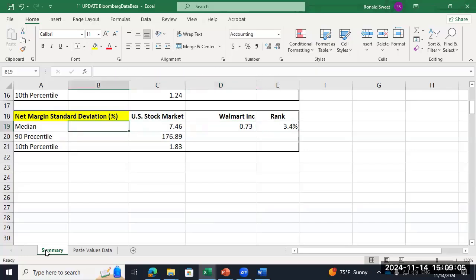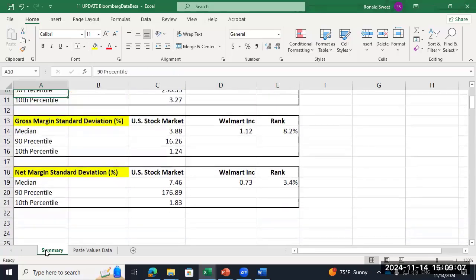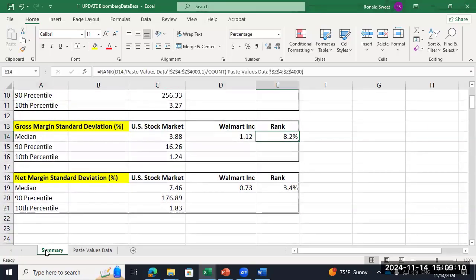Very, very low volatility. Now, I put gross margin in here. You can leave gross margin out. The reason I do gross margin is that to me it's somewhat of an indication of price elasticity. How sensitive are their customers to price changes? You remember price elasticity, price sensitivity? You do that in economics.